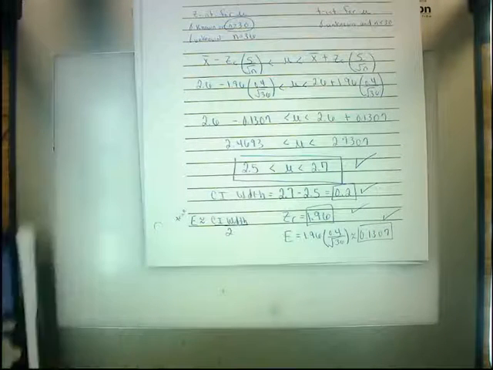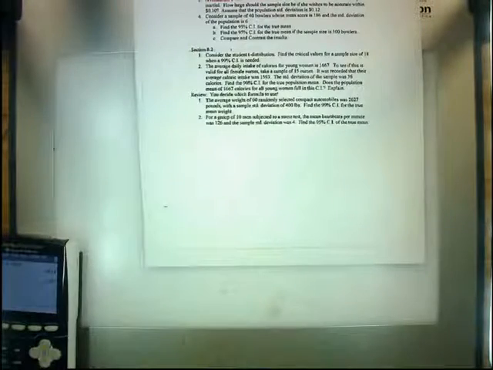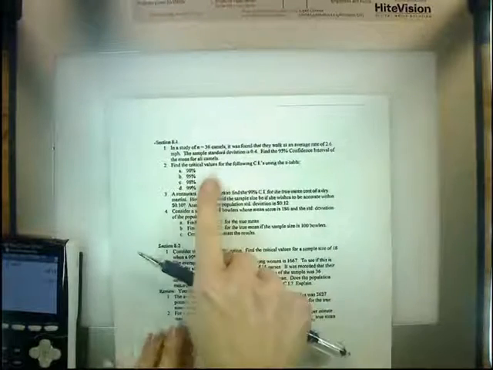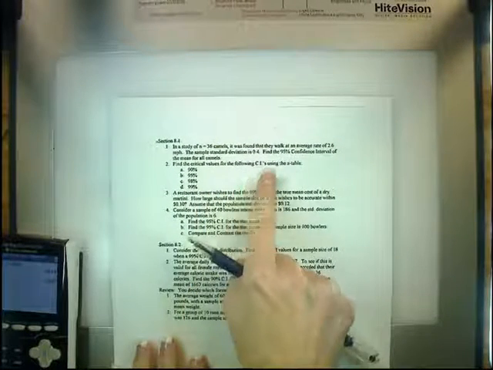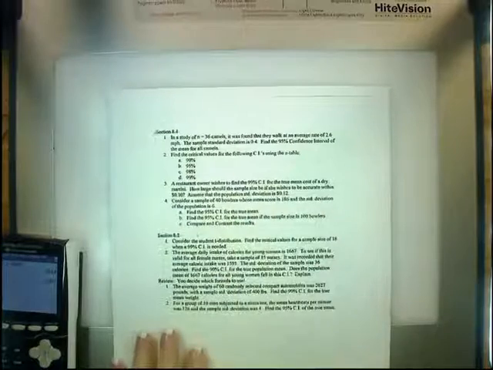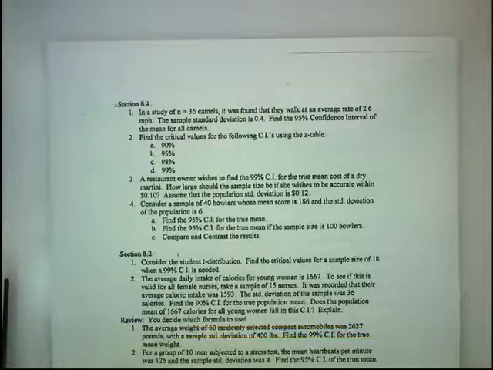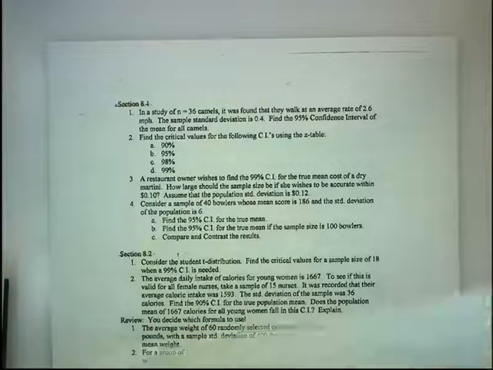So, next question. It says, find the critical value for the following confidence intervals using the Z table. And that'll be the 2-page Z table. Now, I just did the one for the 95%, so I'll do the one for the 90%. But before I show you, I'm going to write these down for you.